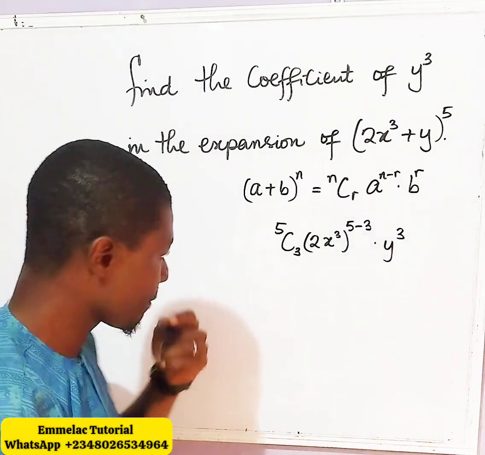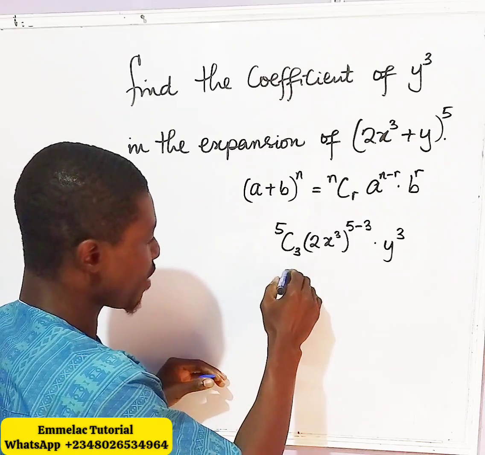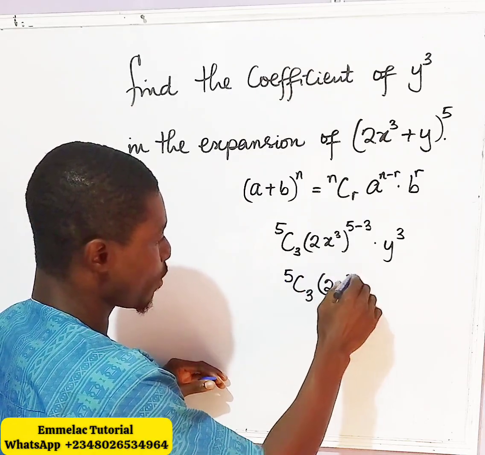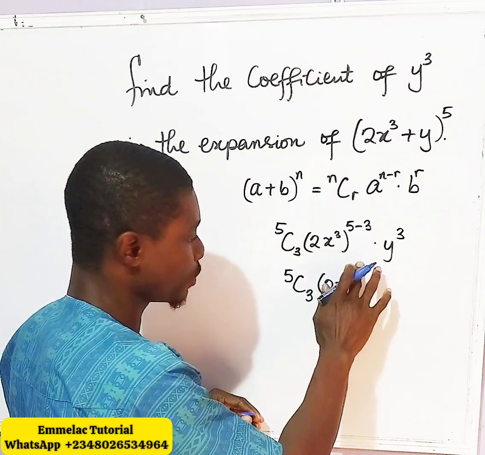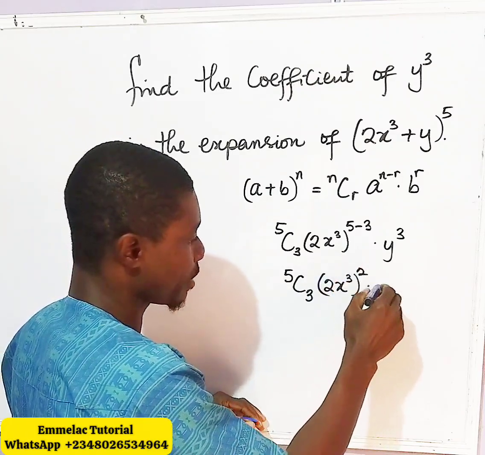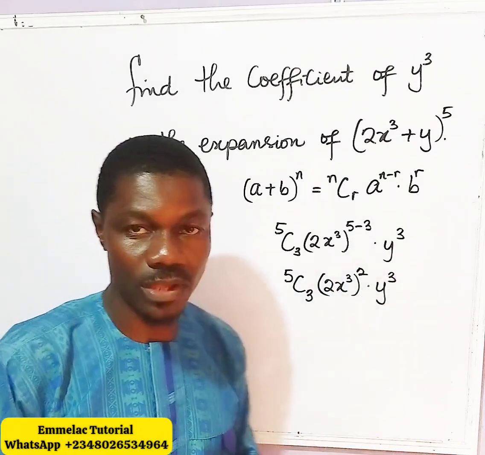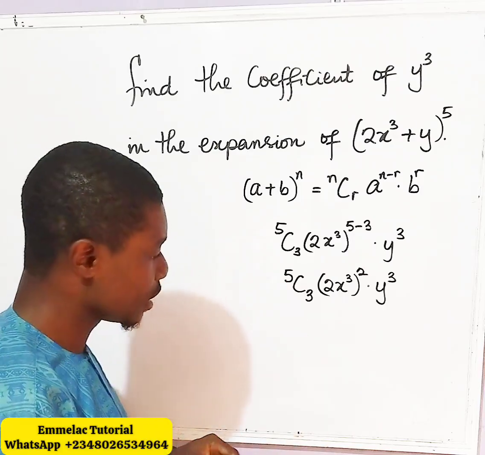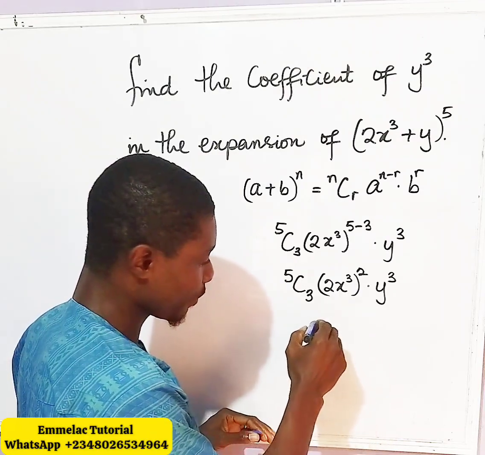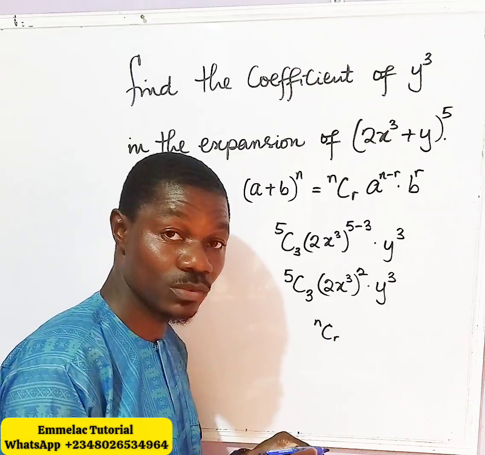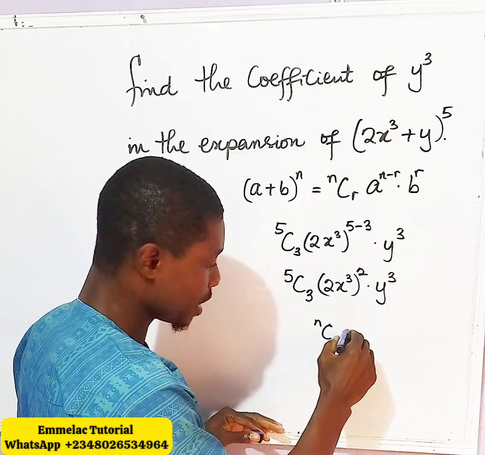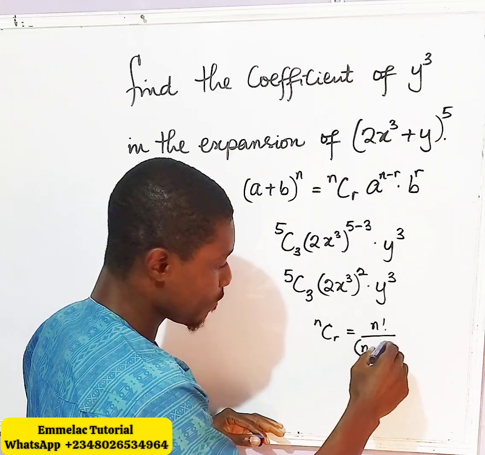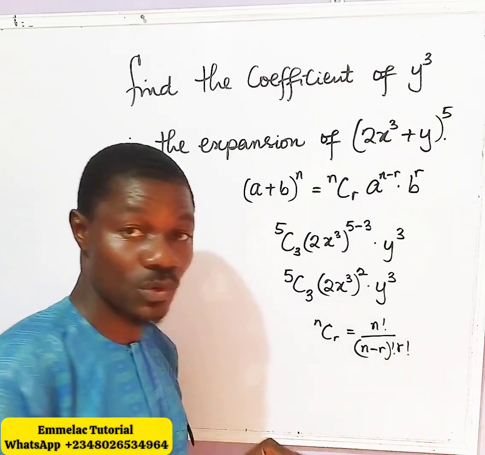So here we have 5 combination 3, then (2x cubed) all raised to 2, then times y cubed. What we just need to do now is to resolve 5 combination 3. And take note, when we have n combination r, according to permutation and combination, this is n factorial all over (n minus r) factorial times r factorial.